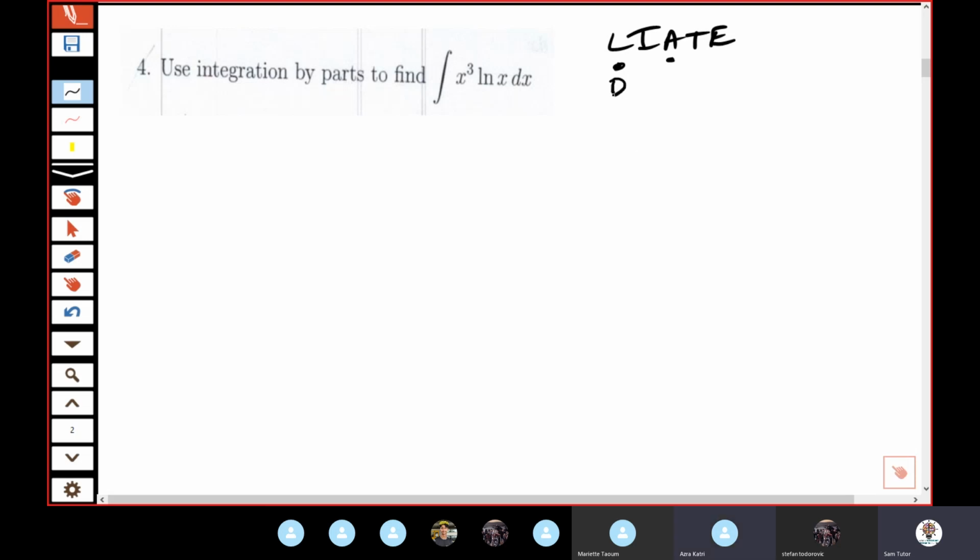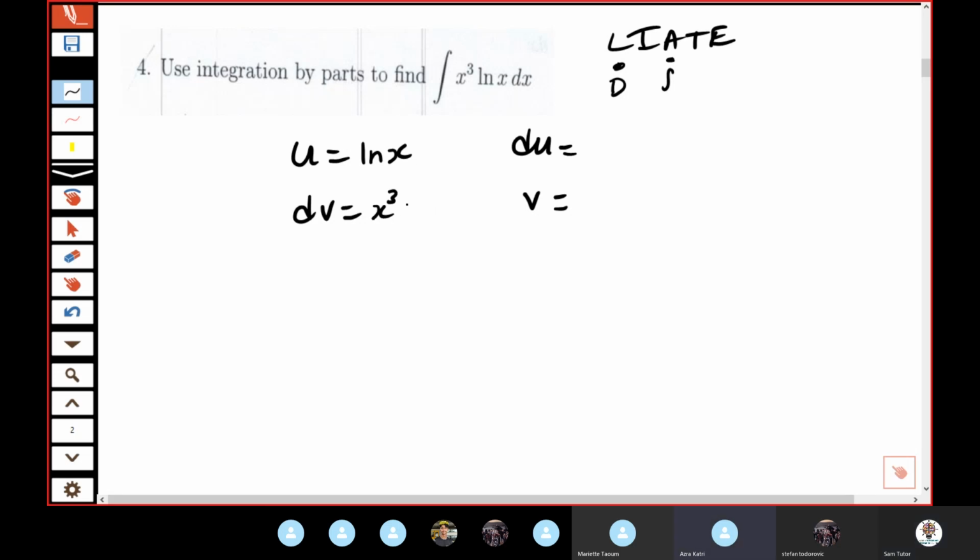Differentiate the log, and integrate x cubed. Done. Let's go for it. So you've got u, then you've got du, you've got dv, and you've got v. What's going to be your u? You said differentiate, so which one's going to be your u? The log. So you're going to write ln x, and then dv. Tell me everything you would write. x cubed dx.